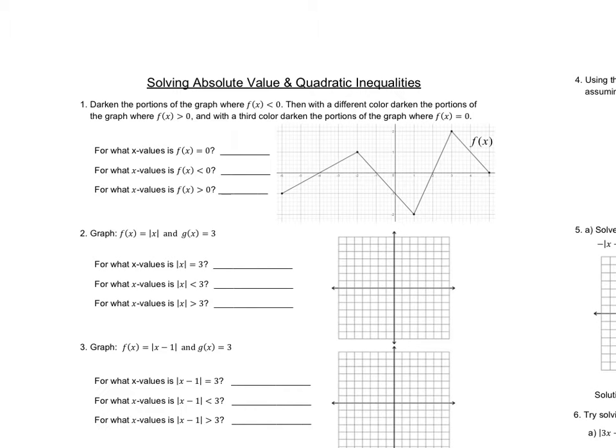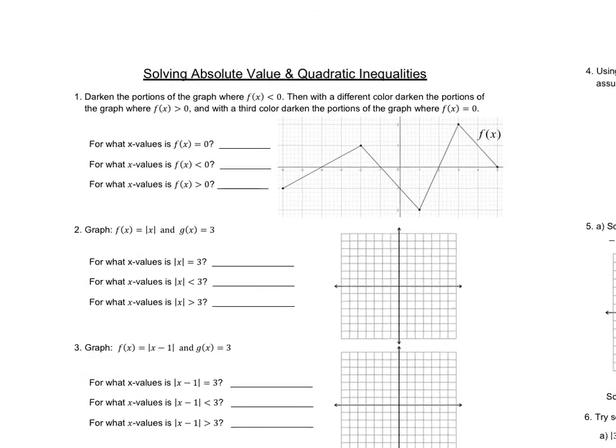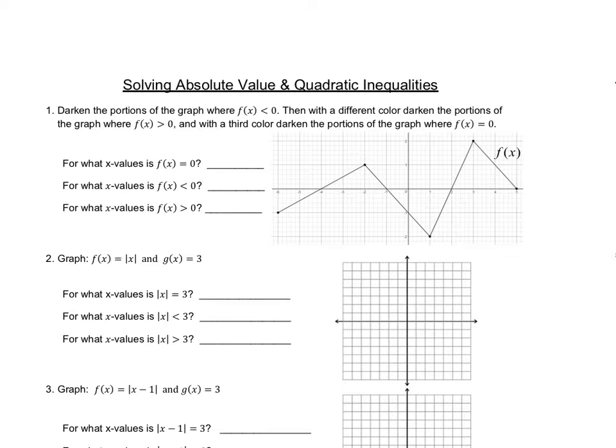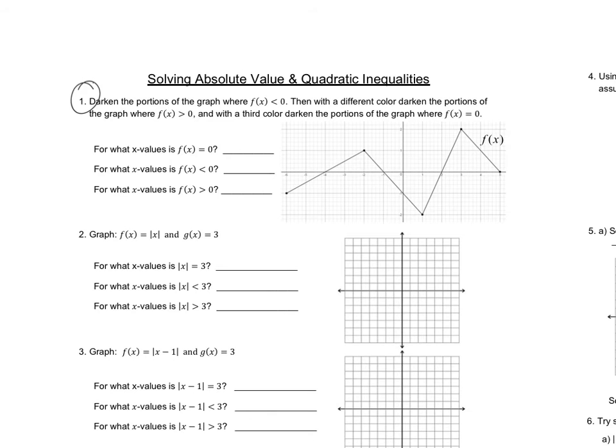Hi, we're going to look at absolute value and quadratic inequalities. And most of what we're going to do is just be by looking at the graphs of these functions. So for number one, just kind of trying to understand what it means to be less than or greater than. What we're thinking about is looking at a function like f of x, and we're talking about when the y values are less than 0, or in other words, negative. And so we want to darken those portions where our y values are negative.